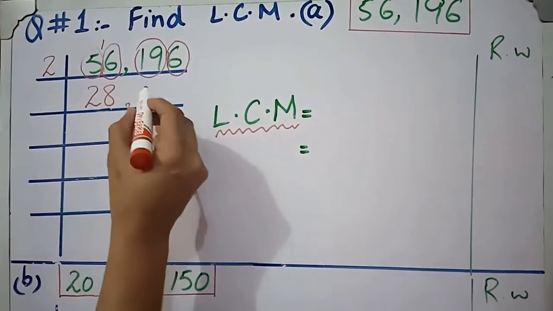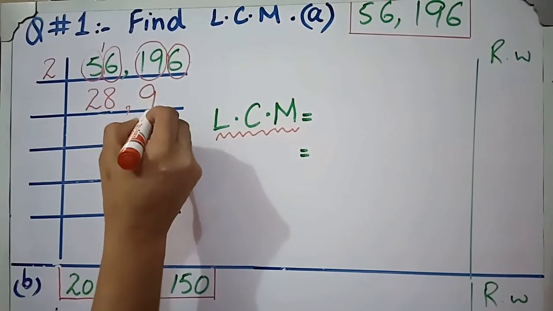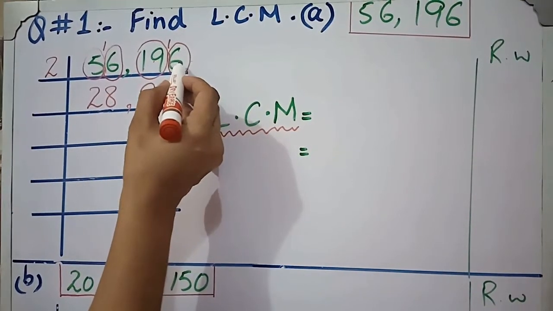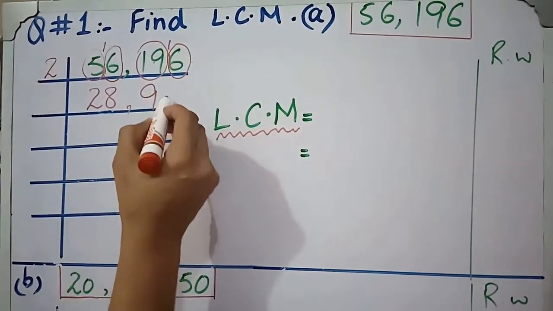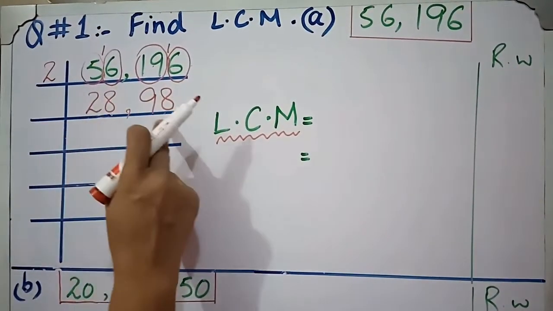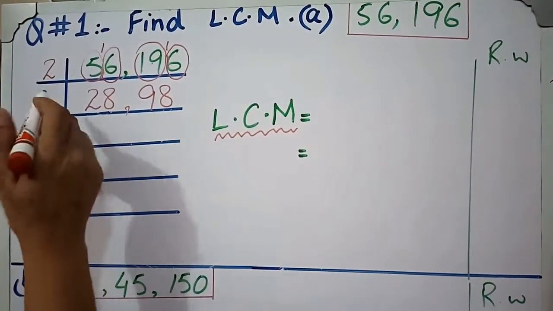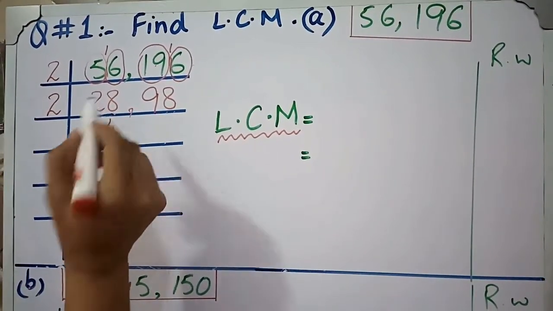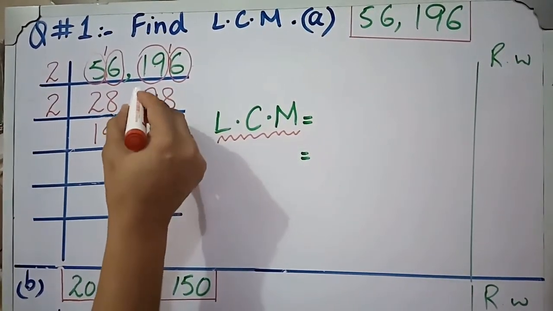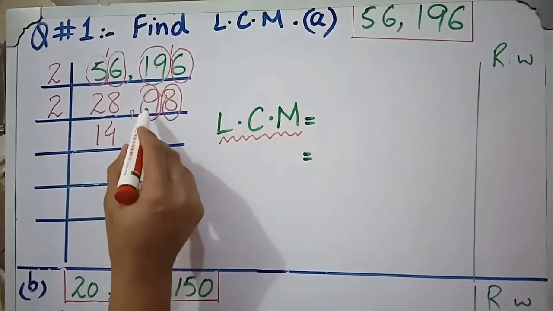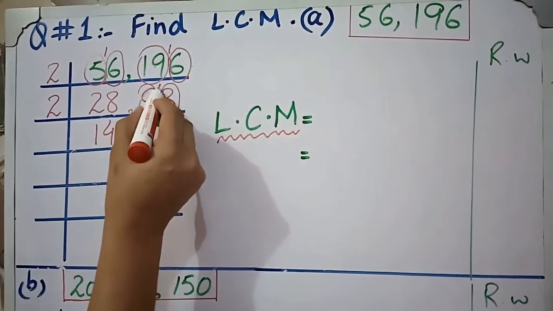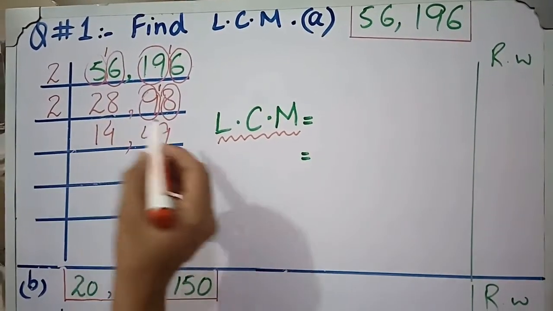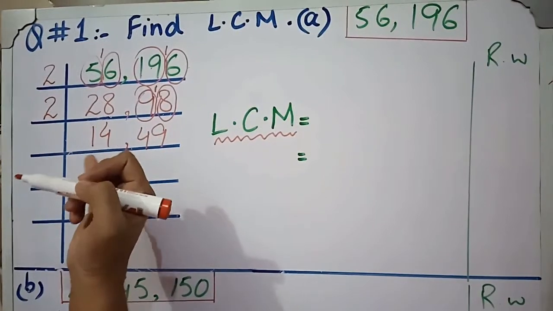Now 2 9s are 18, and one is extra, carried on to make 16. Then 2 8s are 16. Now again both numbers are even and can be divided by 2 again. Now 2 1s are 2, 2 4s are 8. The next number is also even and we can split the number. 2 4s are 8, one is carried on to make 18. 2 9s are 18. Okay, now can you see one is odd and one is even number?